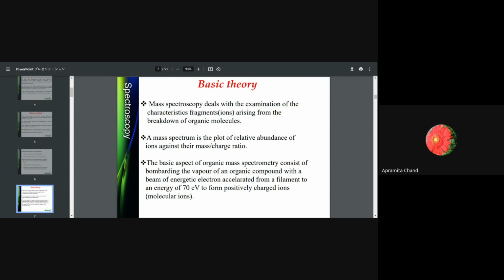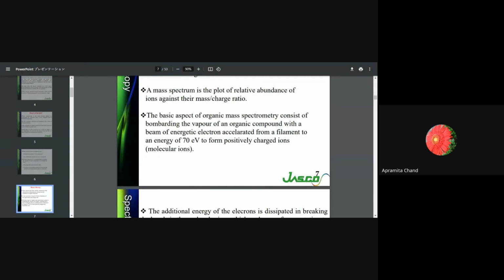So how is the beam of energetic electrons generated, with which we are bombarding the organic compound? The organic compound here you are essentially converting into a vapor state first, and you are bombarding it with a beam of energetic electrons. Now how are the electrons energetic? Because they are accelerated from a filament, and you are giving them a particular energy of almost 70 electron volts to form positively charged ions, which are known as molecular ions.